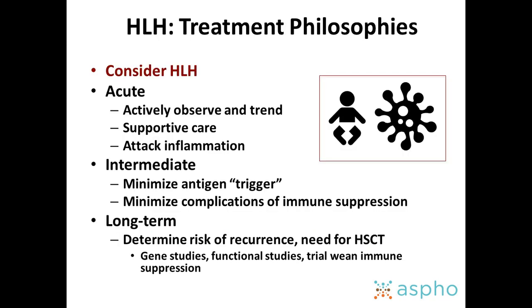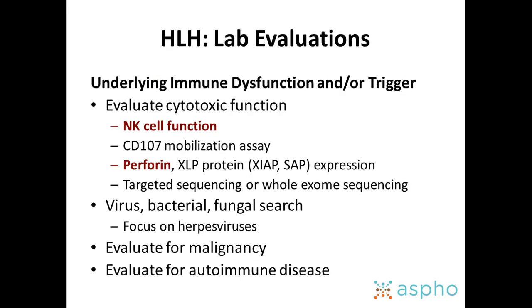So the treatment philosophies: if you don't think about it, you won't diagnose it. In the acute setting, just observe and trend. You can give supportive care. You can attack the inflammation with steroids or whatever is appropriate to start. In the intermediate term, you want to minimize the antigen trigger. So in addition to giving appropriate levels of immune suppression, you also want to get rid of the EBV, get rid of the cancer, whatever is causing the problem. And the long term is really the key: you have to figure out, do you need long-term immune suppression? Can you wean the immune suppression? Do you need to go to transplant or not?